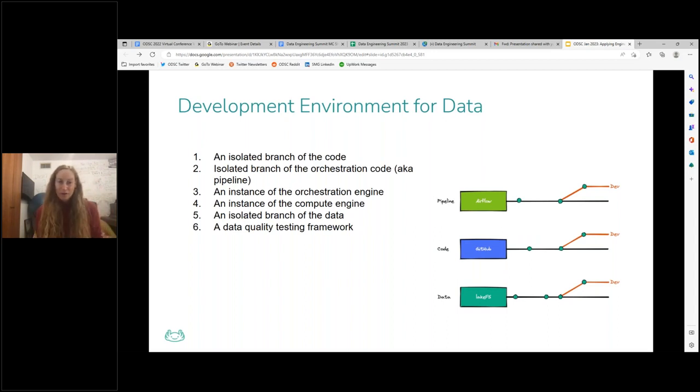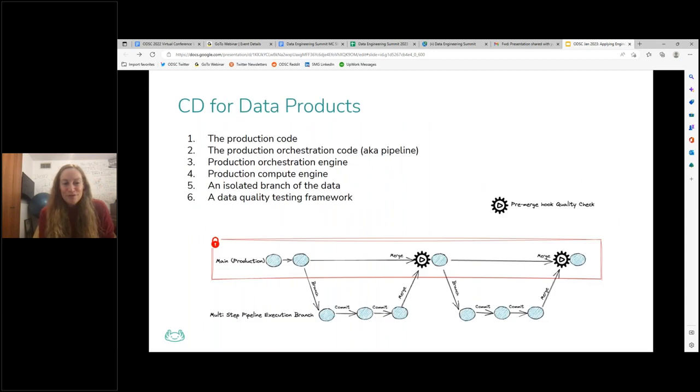If you have this package, you can now work in isolation as a developer or a development team working together. Get going with the changes or the additional features that you are adding to your data product, and know that at the end of this process, you are delivering high quality data to your consumers. And so that is the data development environment. Let's go over to the CD example.